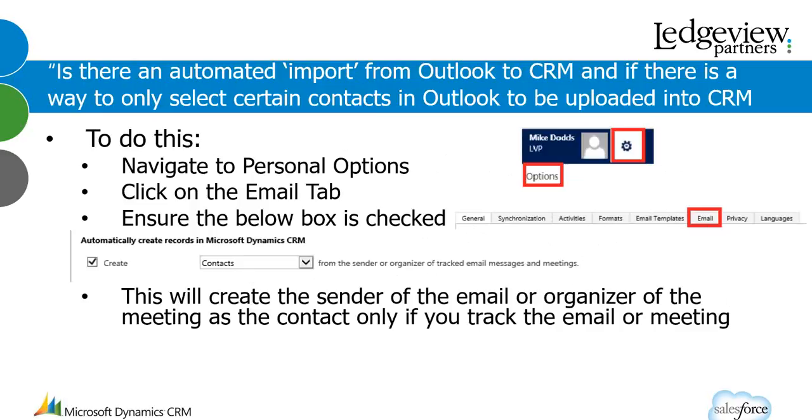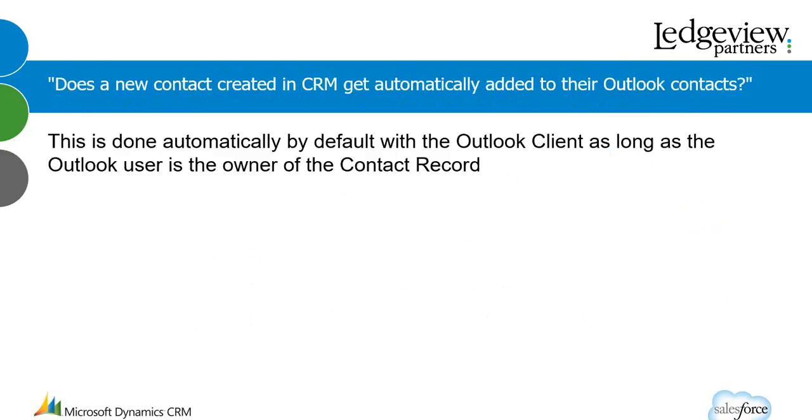If they don't exist in CRM, then it's going to create that contact of the sender. So the from section, it will create a contact in CRM for you. And this will happen if you track it. So the pick and choose is done if you track them or you don't track them. Our next question is, does a new contact created in CRM get automatically added to their Outlook contacts? This is actually done automatically with the Outlook client. If you are the user in Outlook and the owner of the contact record, there's that automatic flow down into the Outlook contacts.